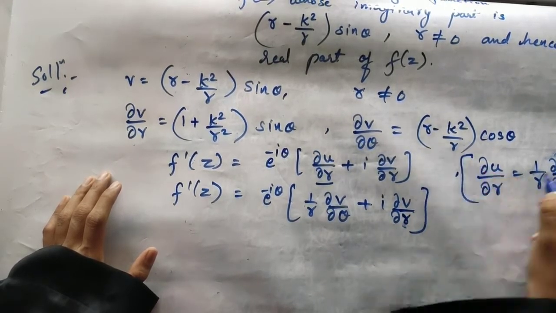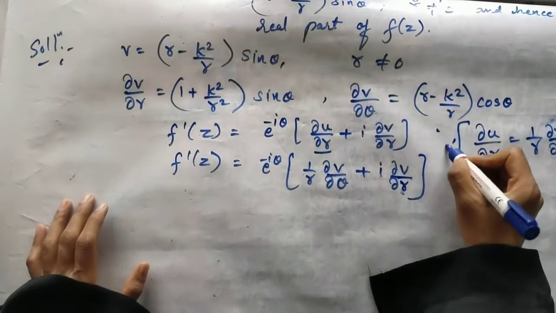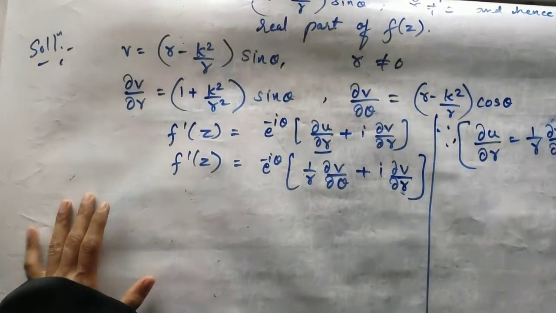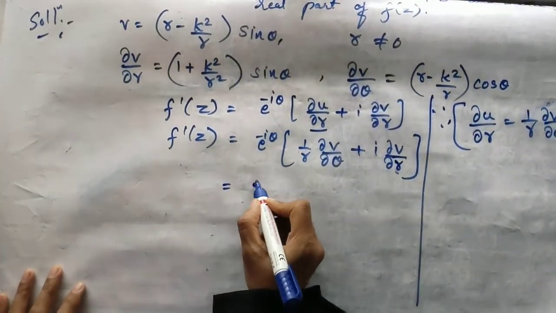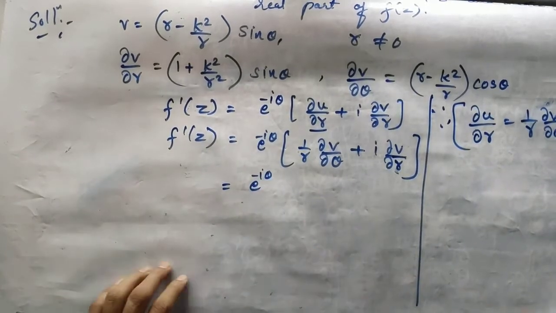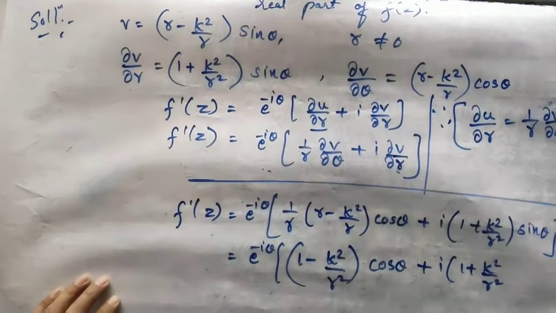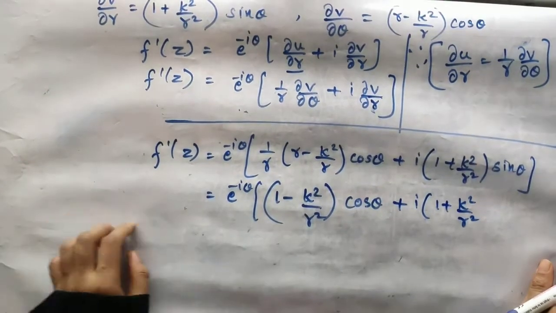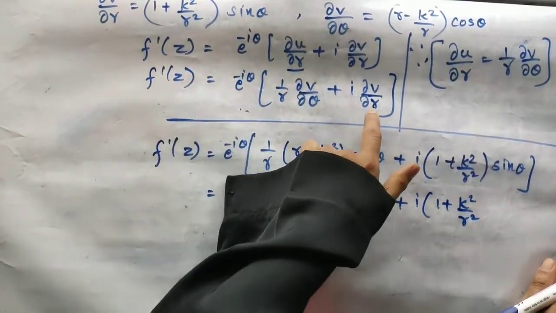Yes, this is by CR equations we have substituted since. Okay, make a partition over here. Now it will be e to power minus i theta. So let us substitute it and simplify it. Now here I have just substituted the value of dou v by dou theta and dou v by dou r.